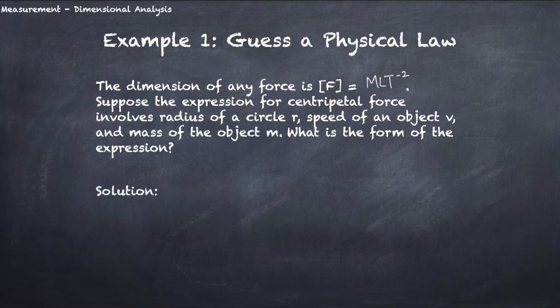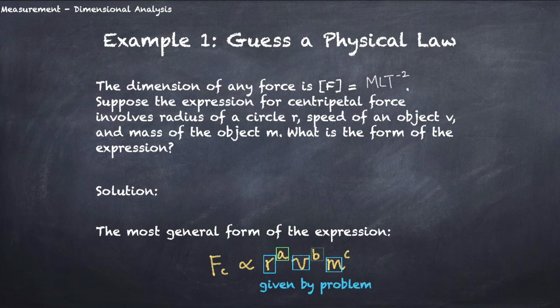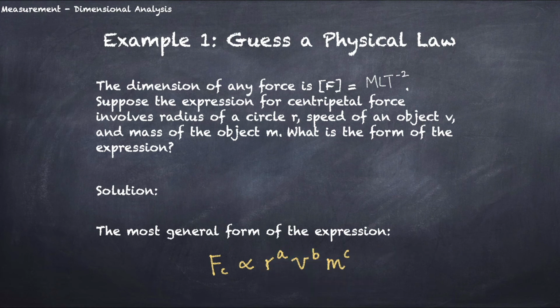We should start with the most general form possible for the centripetal force. Also, since we can only know the expression up to a proportionality constant, we should start by writing down Fc, which stands for centripetal force, is proportional to r to the power of a times v to the power of b times m to the power of c. r, m, and v were given by the problem. a, b, and c are just numbers. They can be positive or negative or fractions. We have to find out what a, b, and c are using dimensional analysis.